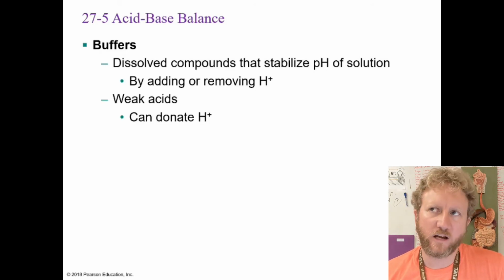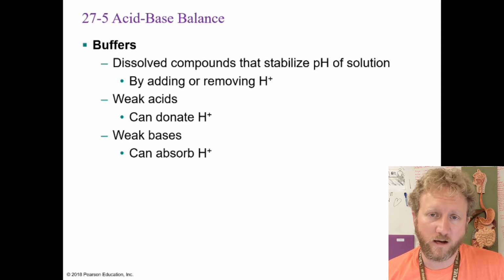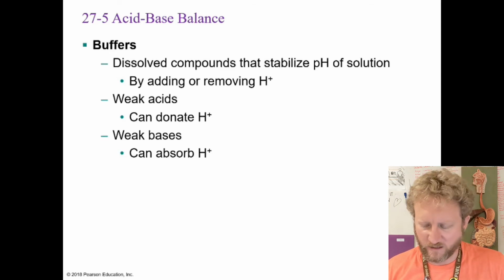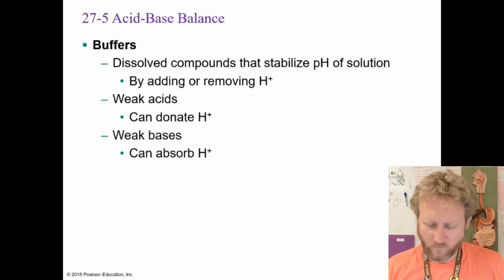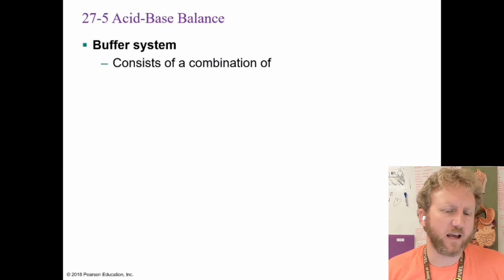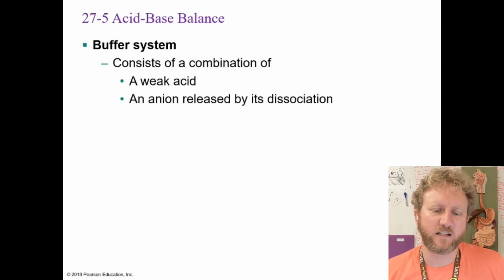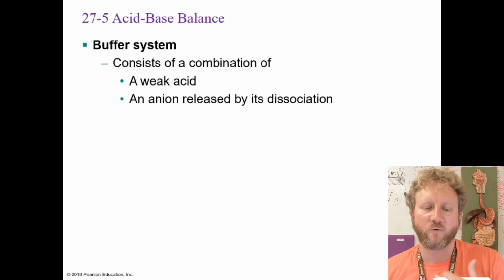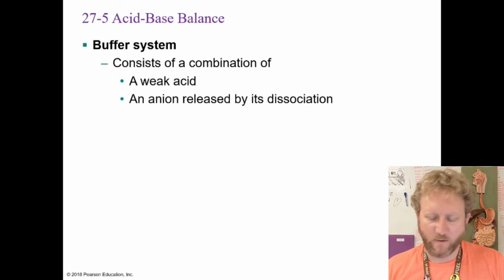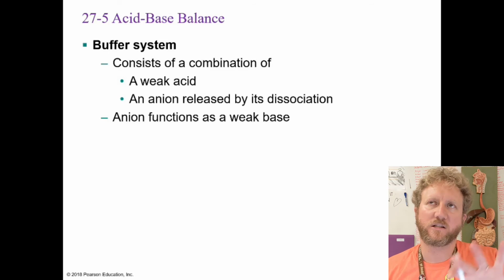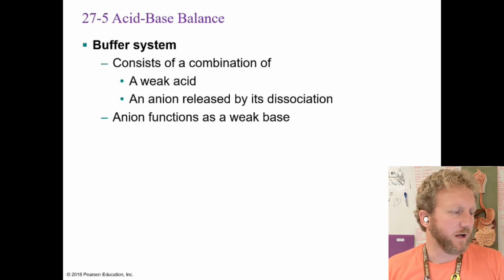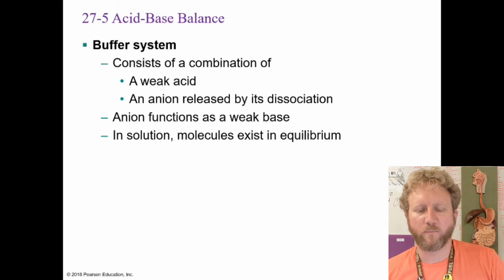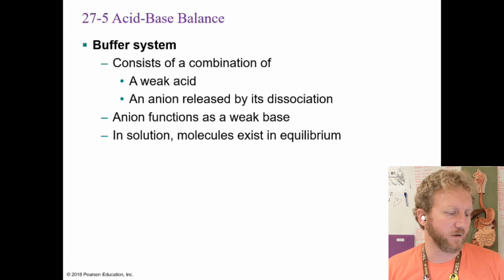Weak acids donate hydrogen ions. Weak bases absorb hydrogen ions. And so basically, it's kind of like a sponge, heat sink, whatever you want to think about it. The buffer systems can usually have a combination of weak acids and a negative ion released by the dissociation. The anion is going to function as the weak base to grab that hydrogen ion as they get added in. In solution, the molecules of acid and anion exist in equilibrium, so we have equal amounts, basically.